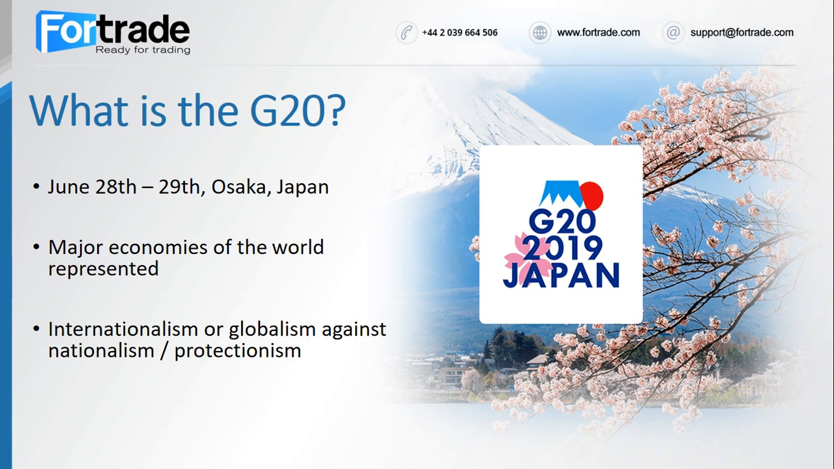Until the recent move of the United States towards economic nationalism and protectionism, forums such as the G20 were very much places where the ethos of a rules-based multilateral free trade was practiced. The current US administration frequently clashes with multinational bodies such as the G20. The event itself takes place on June the 28th to June the 29th in Osaka, Japan, and the theme this year is trade and the digital economy.